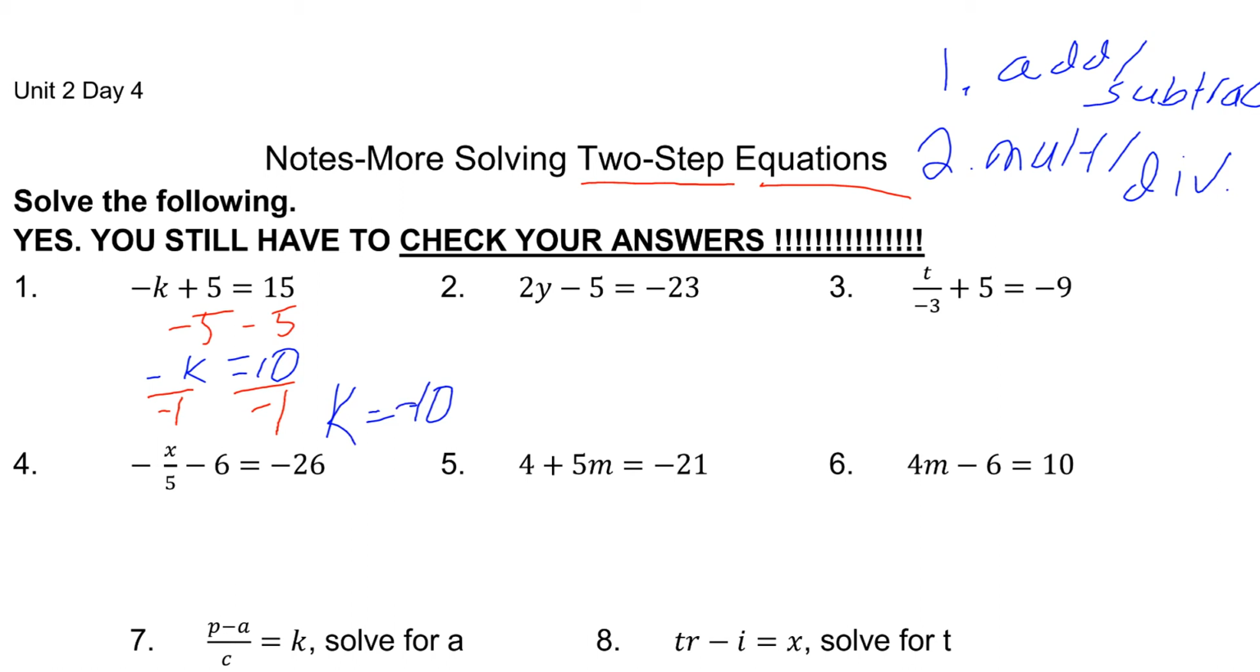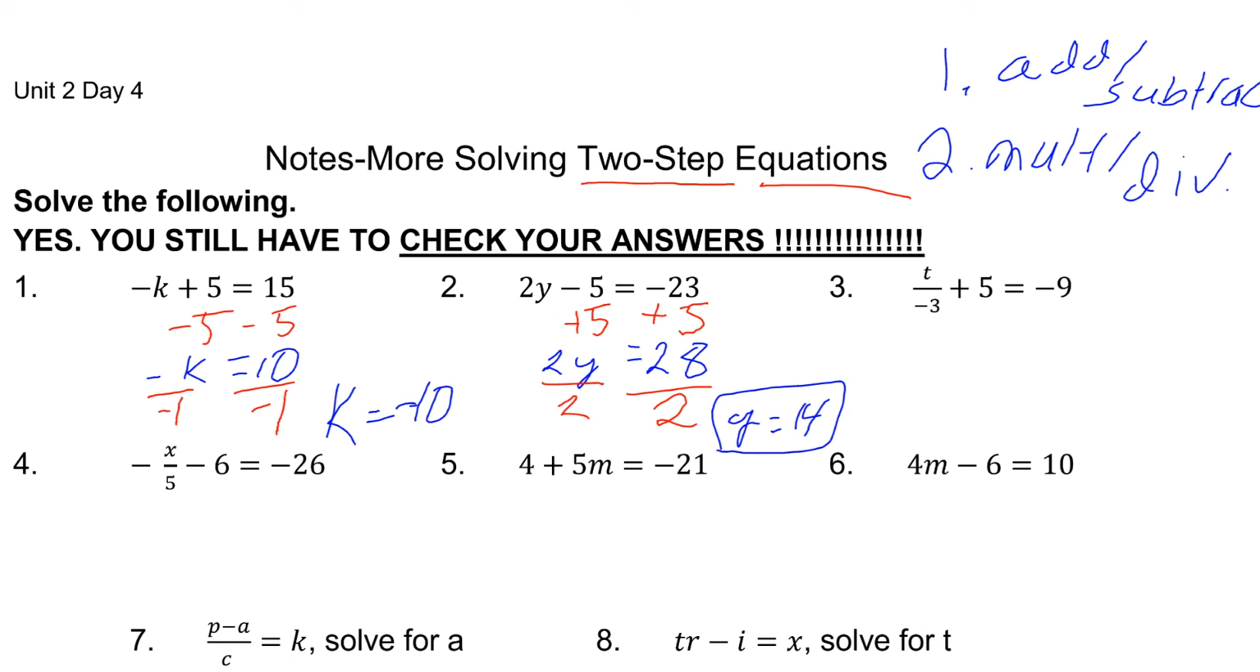Okay, so k equals negative 10. Alright, number 2. We know how to get rid of that minus 5. And as you notice, I'm always adding or subtracting first. I'm getting rid of that constant. So we're going to plus 5 to both sides, and that's going to leave me with 2y equals 28. And then I'm going to go through and divide by 2, and that's going to be y equals 14.